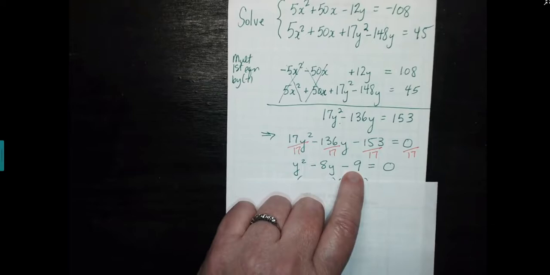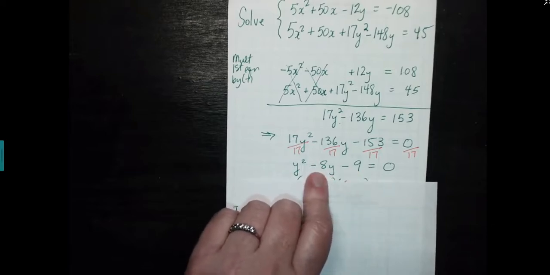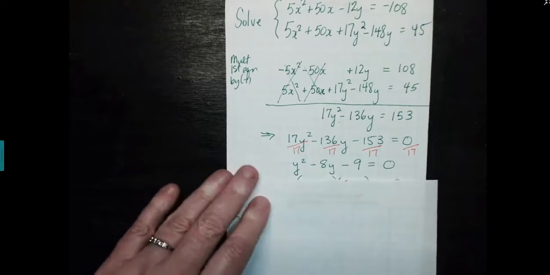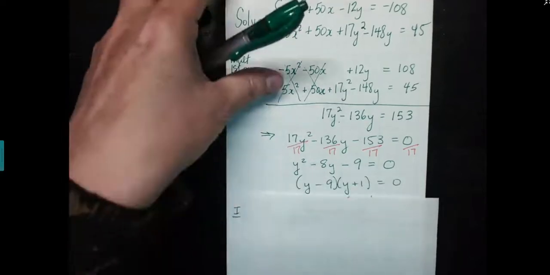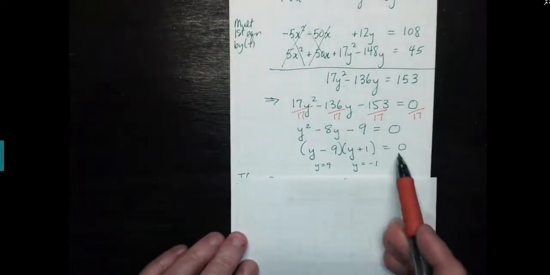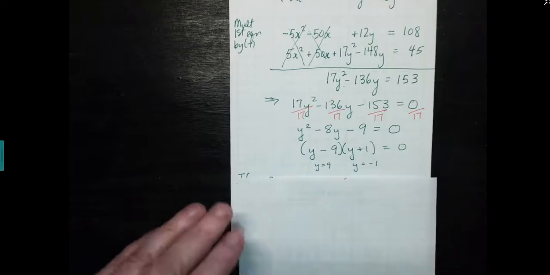Two numbers that multiply together to give you negative 9, but at the same time add up to give you negative 8: negative 9 and positive 1. So that's how I will factor it. And once it's in factored form, it's easy to see what will make this 0. And so now let's check this.